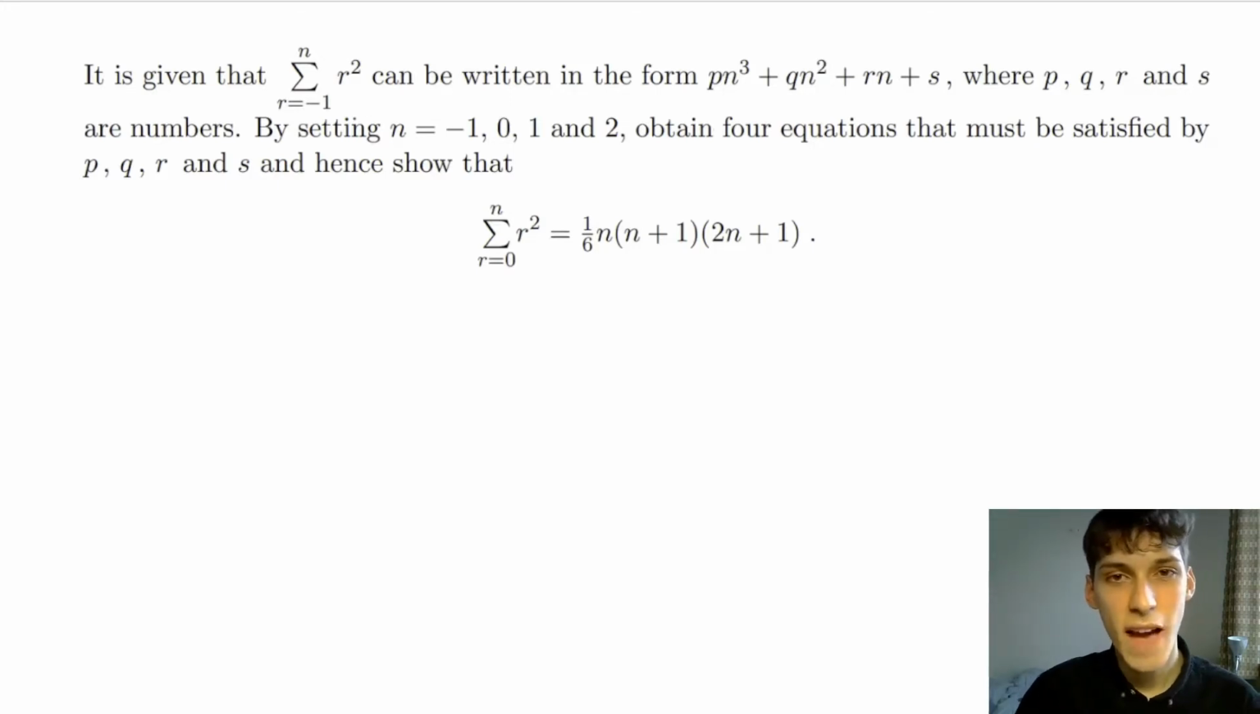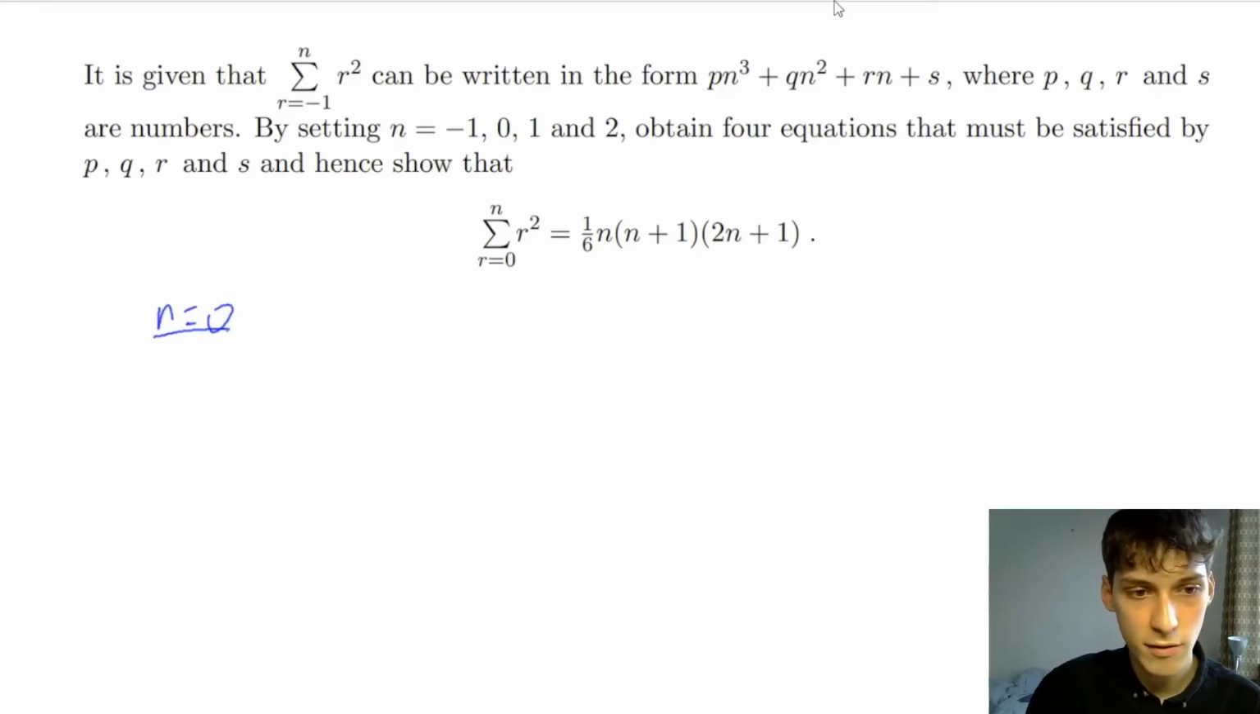So let's just go ahead and not think about it too much even, and set n to be the values that it tells us to. And actually I'm going to set n to be equal to 0 first, as that's going to end up with some of the terms cancelling, and I think just a simpler answer to start off with. But you can do it in any order you want.